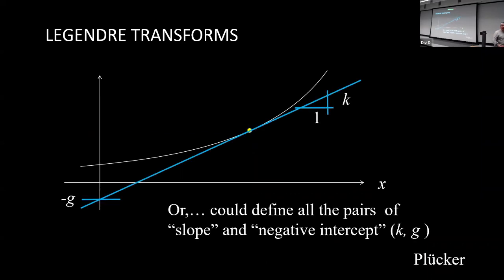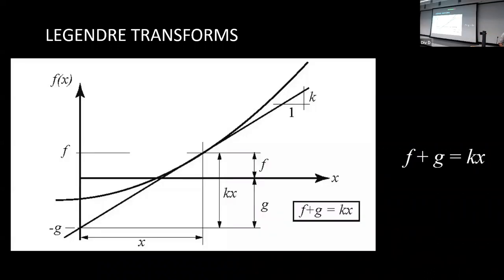Instead, to define that point, I could tell you the intercept here, which we're going to draw as minus g. I'm going to draw a line at a particular slope. And if I draw the set of all of those lines, the envelope of those lines will draw the curve for me. So I can use this slightly funny way, called the Clairaut coordinates of a curve, and define it in terms of slope and the negative of the intercept.